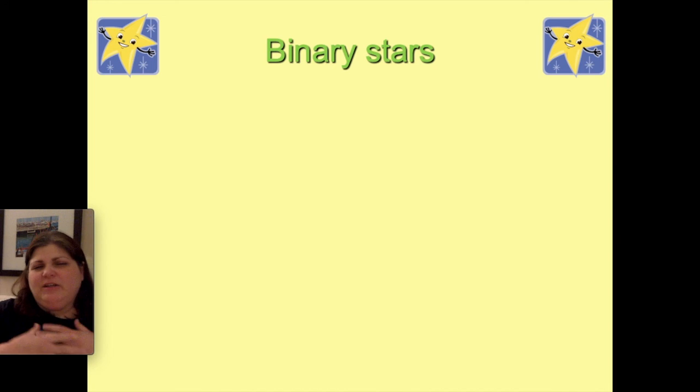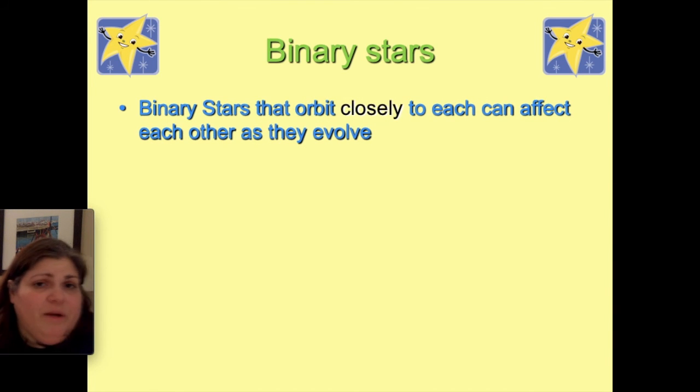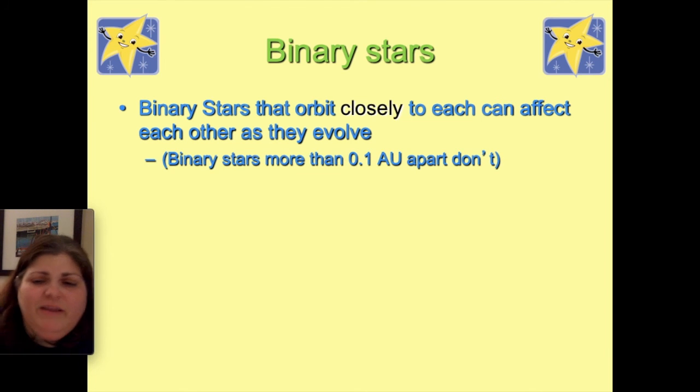Very quickly, I just want to talk about some of the possibilities that could happen with stars of this size and character. One is that they could be part of a binary star system. Remember, bi means two. A binary star system is when there are two stars that orbit very close to one another. They circle one another due to their gravity.